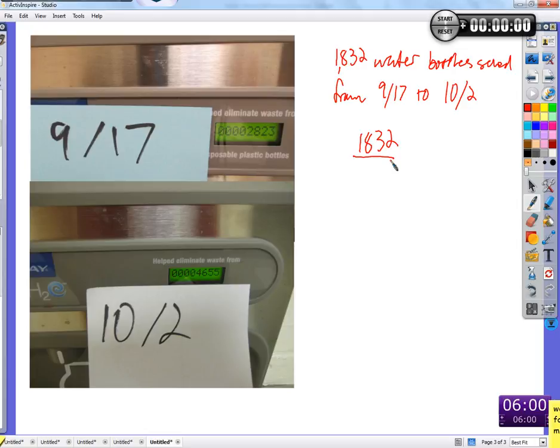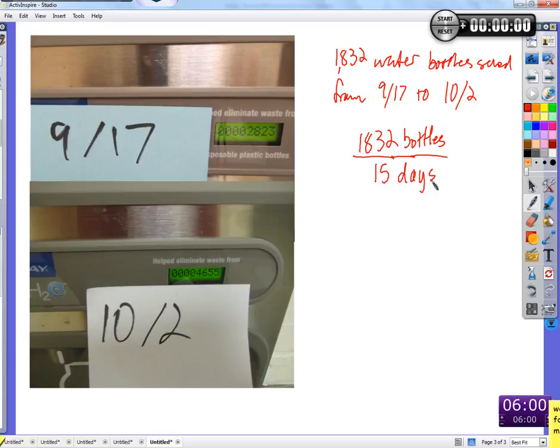Plus, right? 12? That's another 2. Well, it's 13 days till then. 13, not 12. 13. And then 2 more. 15 days? Yeah. 15 days. So, 1,832 bottles in 15 days.